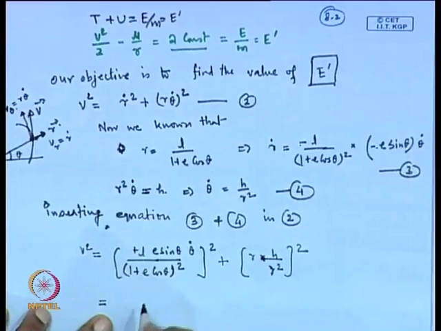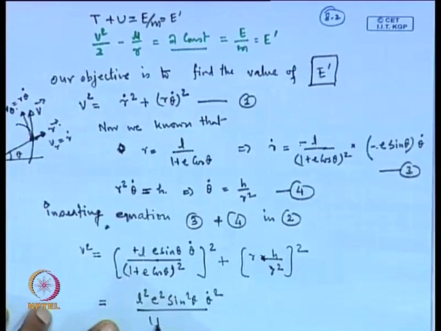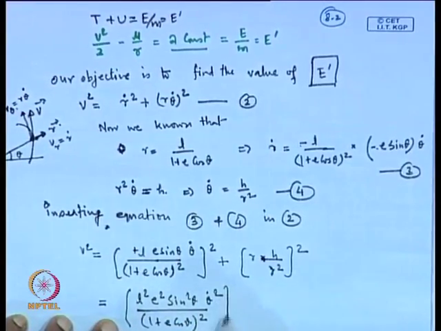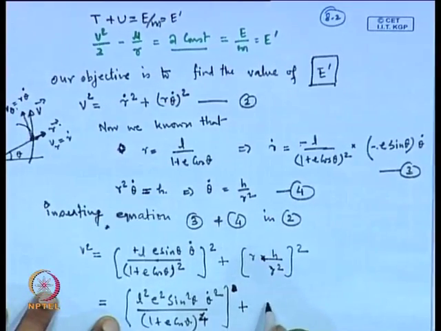So, this quantity can be written as L square E square sin square theta theta dot square divided by (1 plus E cos theta) whole square, or if we put here 4, remove this square from this place, times h square by r square.